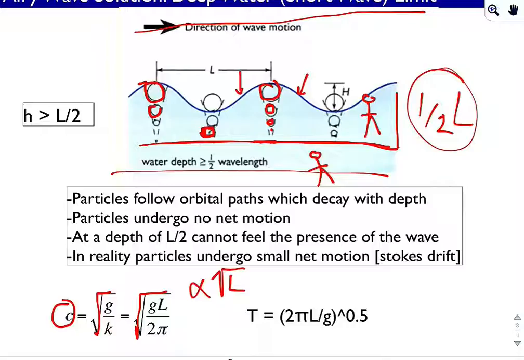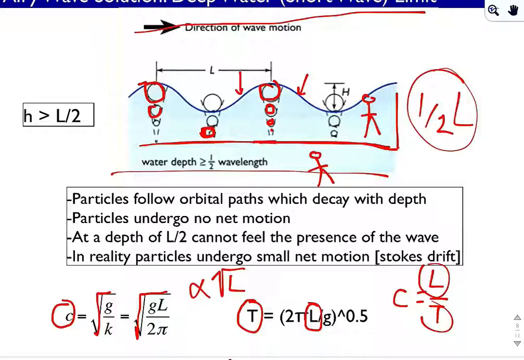And then we can make this connection between period and the wavelength via that relation, because the wave speed can be written as L over T. How far it travels, length in a given time, is the wave speed. It's a velocity.